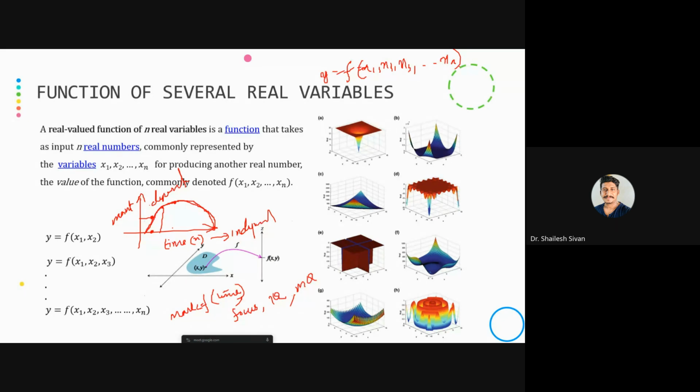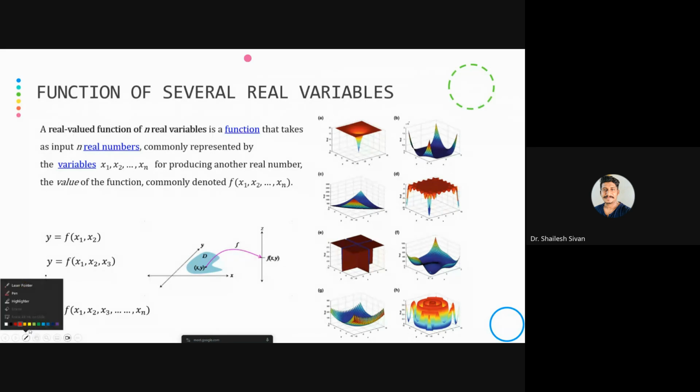For the ease of explanation, I am just considering a bivariate function. What is a bivariate function? How many independent variables will be there? Two. It is in the form y is equal to f of x1 comma x2. So what will be the domain for this function? What do you mean by domain?